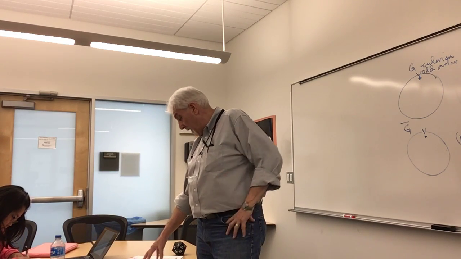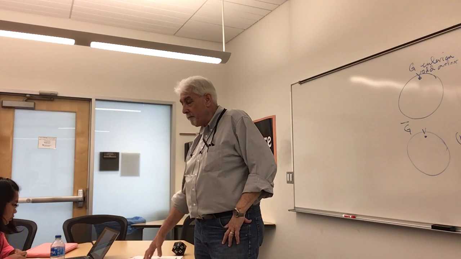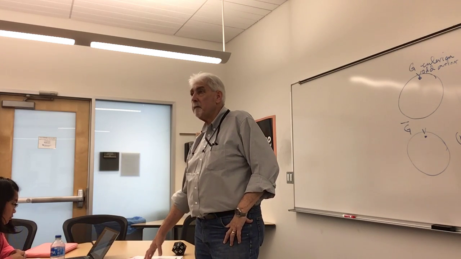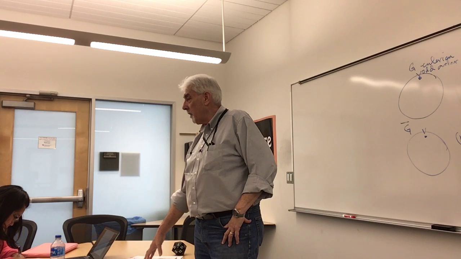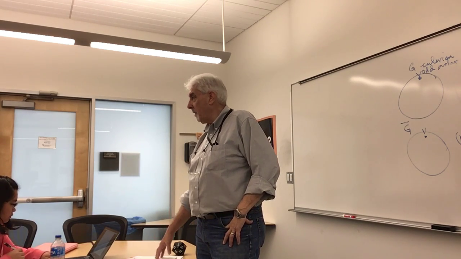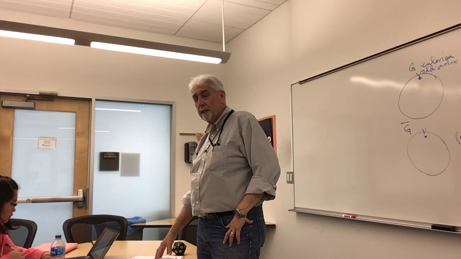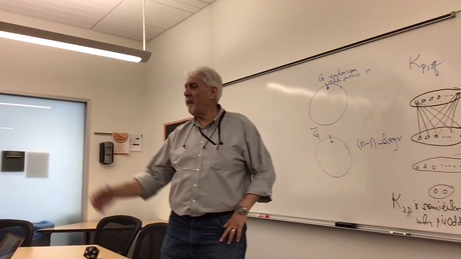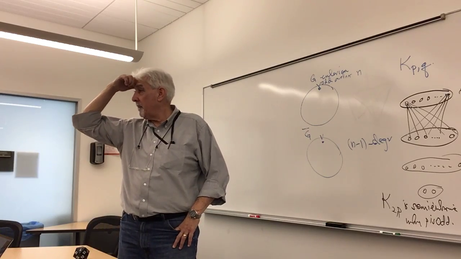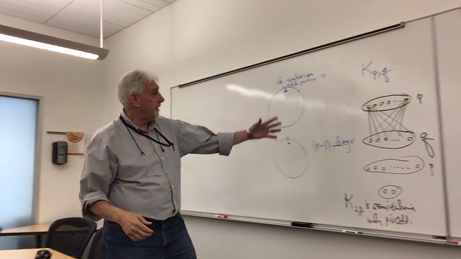I'll ask: is Kn Hamiltonian? Yeah, that's pretty clear. It's almost like you can do anything. Start at any vertex, go to another vertex, and you always have another vertex to go to. So that's pretty simple. What about KPQ?